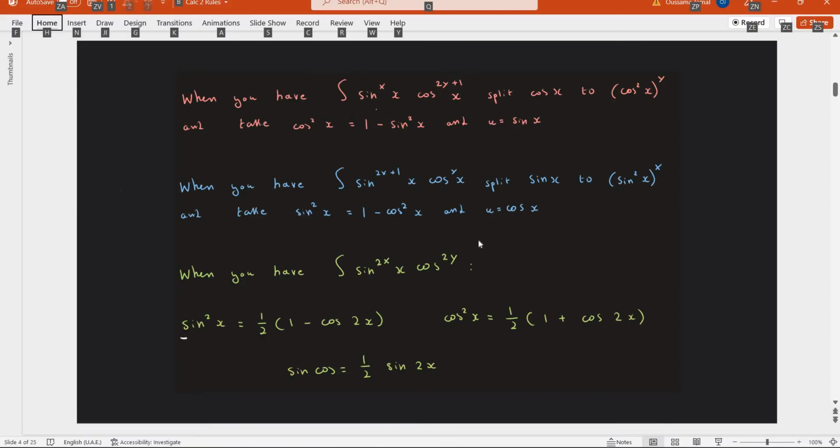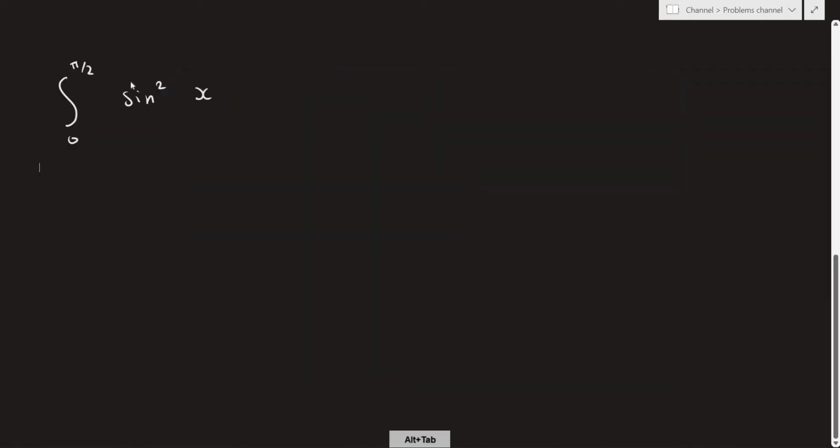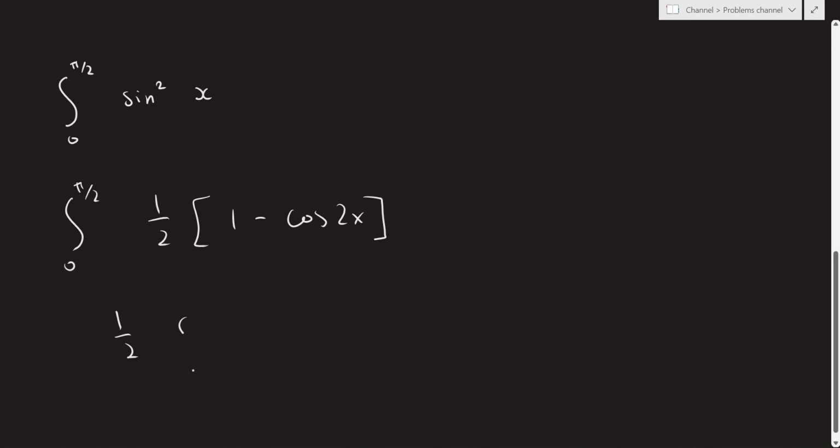Alright, in this question, you have to know the formulas that I've just given you to simplify. So basically, we have sine squared x that is equal to half times 1 minus cosine 2x. So we're going to simplify here. Between 0 and pi over 2, it will be half times 1 minus cosine 2x. Great. You can take half outside and start integrating.